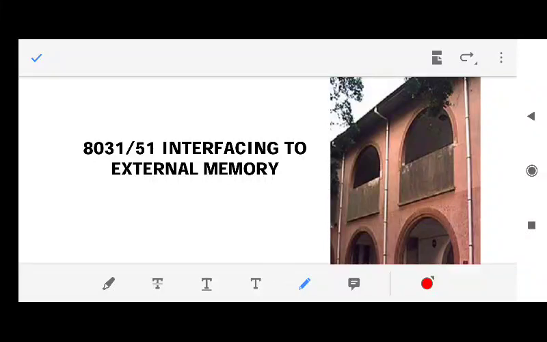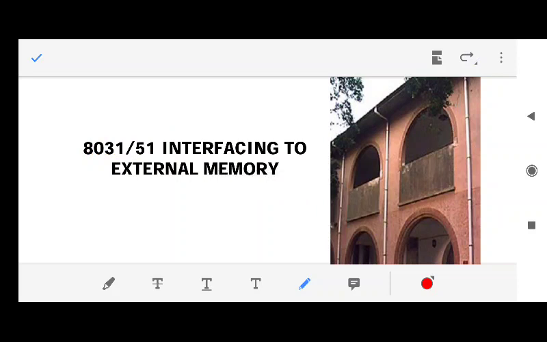Hello students. So today we'll start our fourth unit. The fourth unit consists of interfacing the 8051 with various units such as LED, LCD, and external memory.